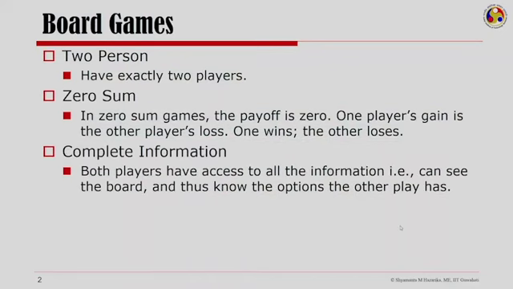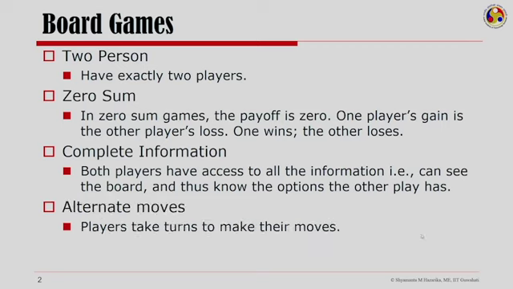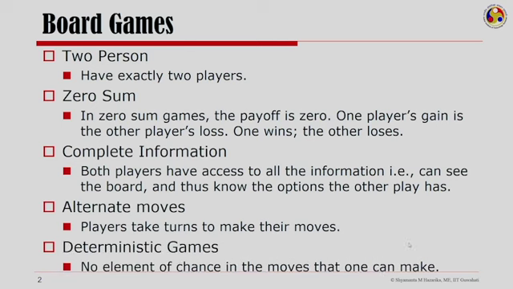The third characteristic of such games is complete information. Both the players are assumed to have access to all information, that is, they can see the board and thus know the options the other player has. These games are alternate move games. The players take turns to make their moves. And finally, we consider these games to be deterministic. There is no element of chance in the moves that one can make.